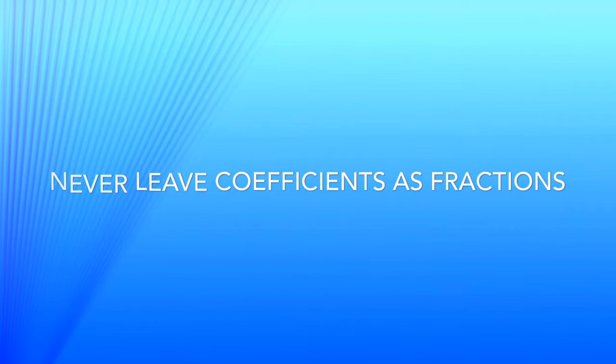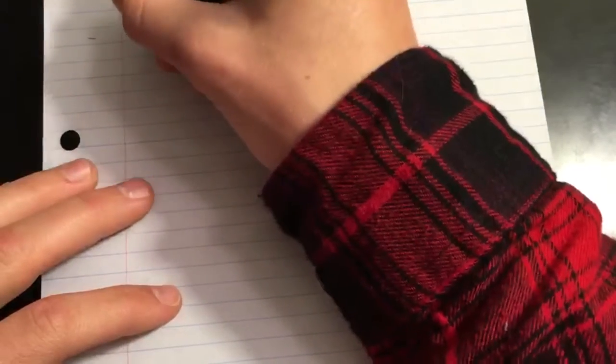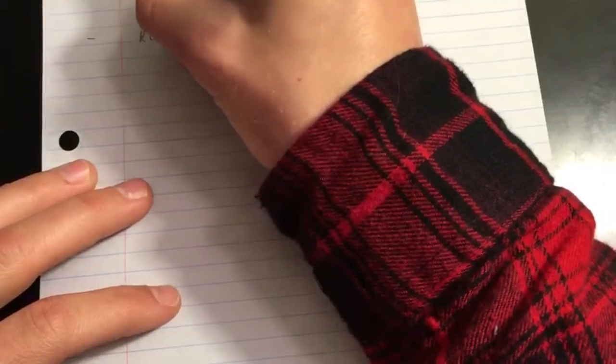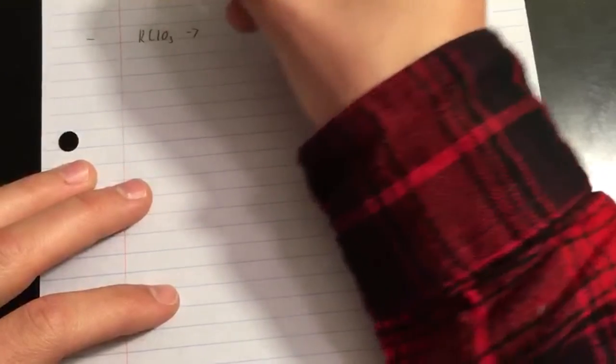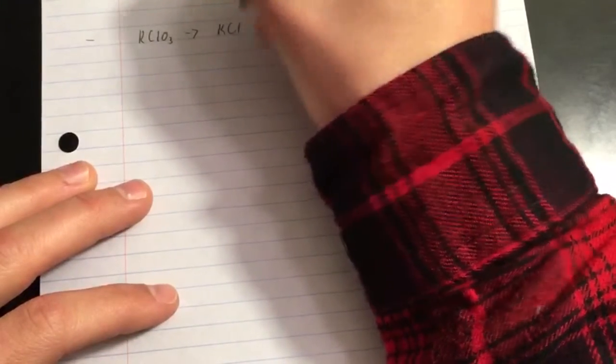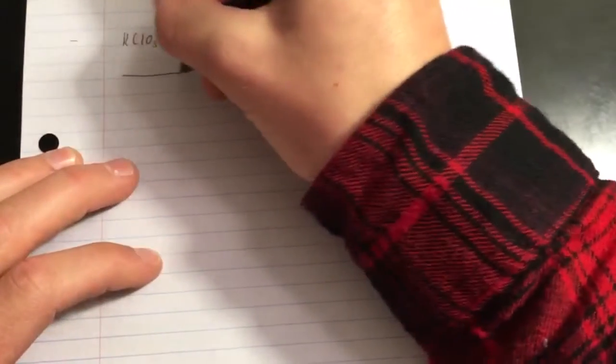All right. I'm going to show you an example, and then you'll totally understand it. Okay, so let's now look at some examples of balancing equations. First off, we're going to look at this one right here: KClO3 yielding KCl plus O2.